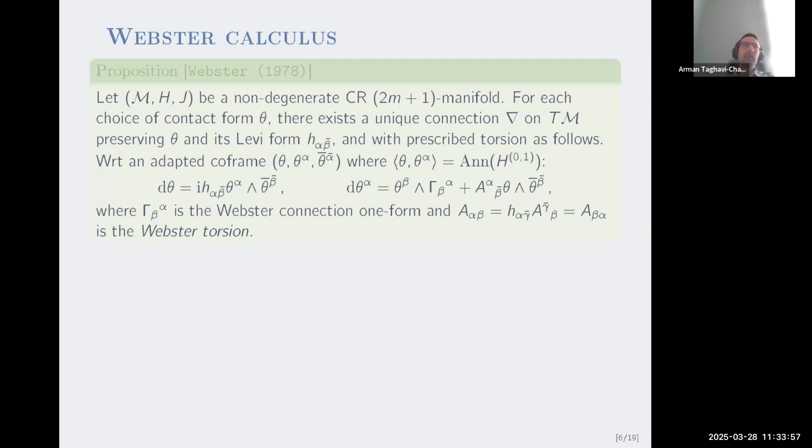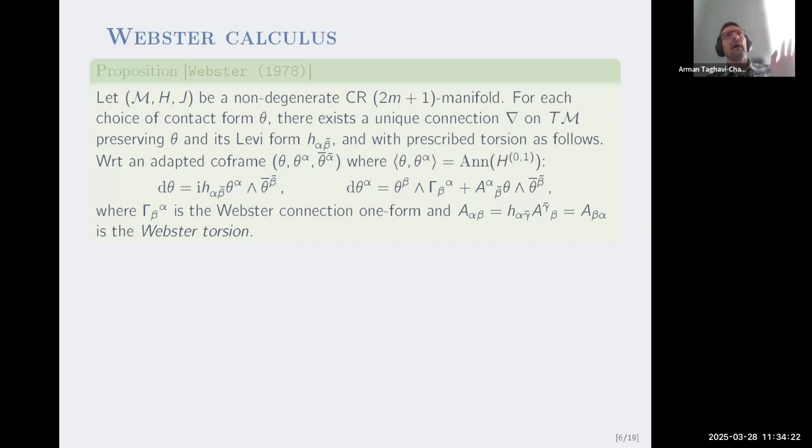Excuse me, may I have a question? Is this contact form just unique, or a family of forms? No. Here I'm making a choice of a contact form. Generally, there will be no distinguished contact form.